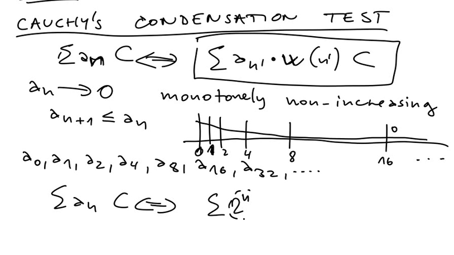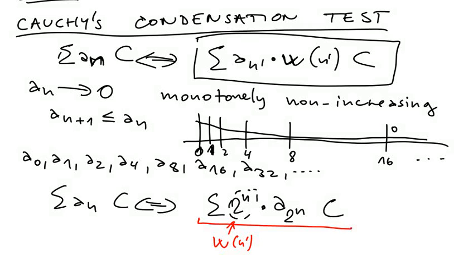which is the weight. This here is the weight of n prime times a of 2 to n, something like this. And we are going to prove that this converges if and only if the original series converges. So what we can do is to take a look at this, and I will highlight what we are summing here. I will show you that this thing on the right always dominates the original series an.